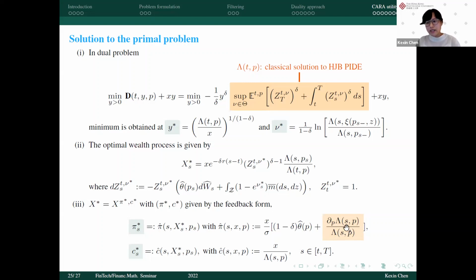And we will see that the effect of the alternative data is also reflected through this term, because the alternative data will come in the PDE when we characterize this lambda.